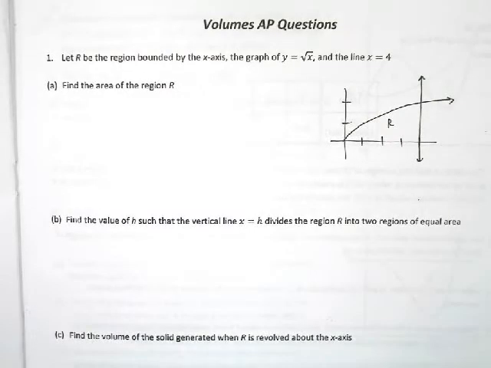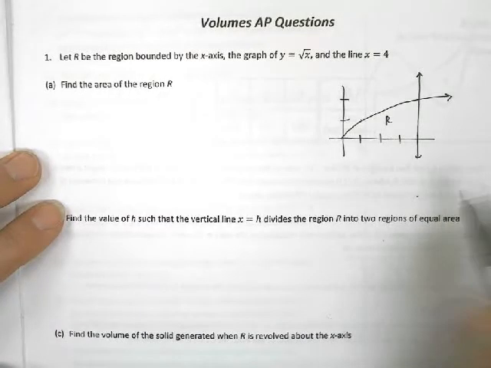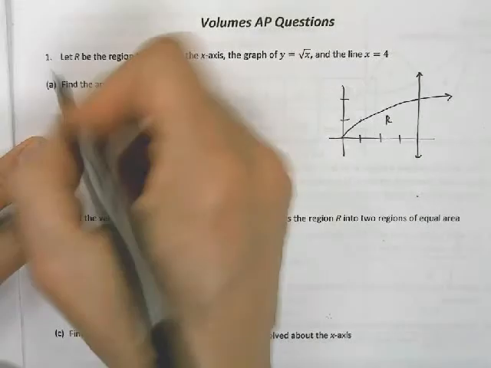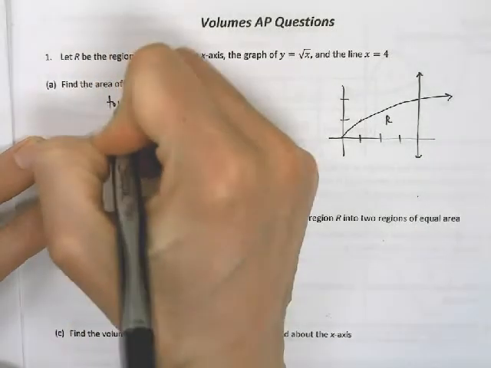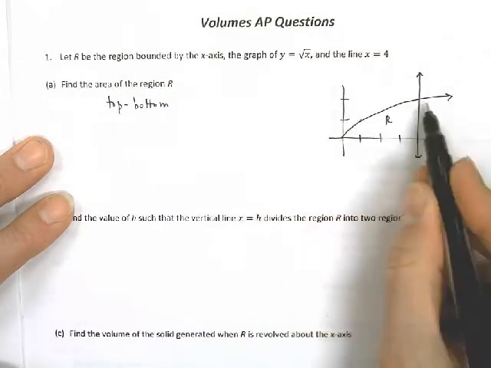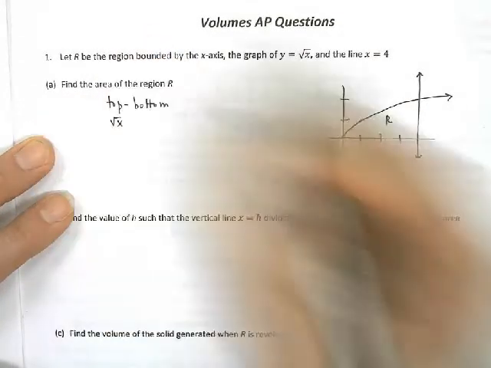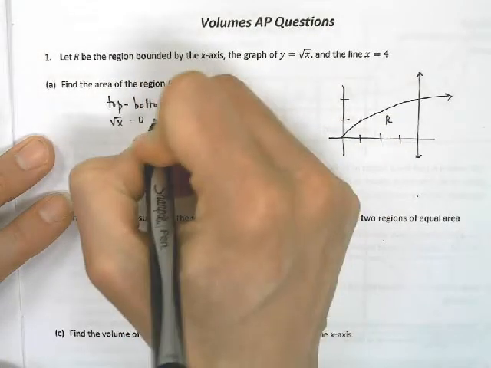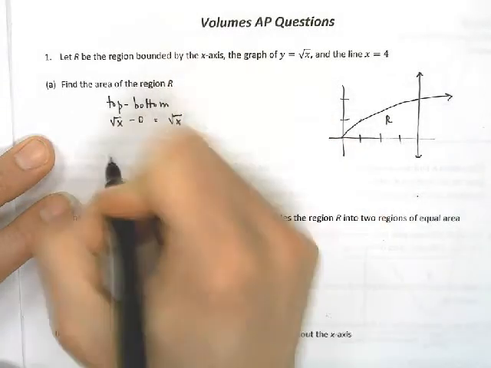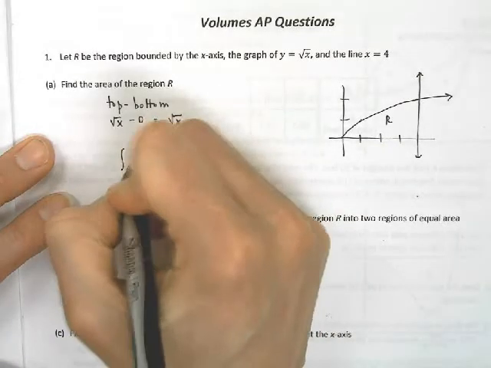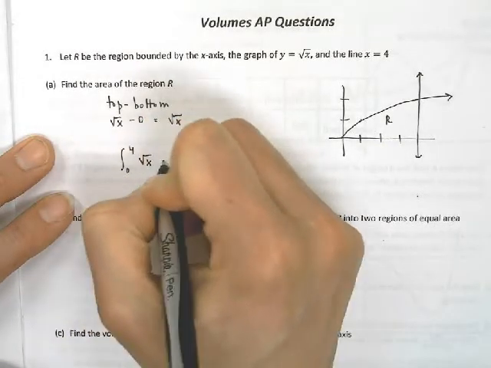The first question asks me just to find the area of region R. So this is just the area between two curves. Since this has a clear top and bottom, I'm going to integrate with respect to x, top minus bottom. In this case, my top is the square root of x. The bottom is y equals 0, the x-axis. So that's just the square root of x. Now I'm going to take the integral. My bounds are from 0 to 4 of the square root of x dx.